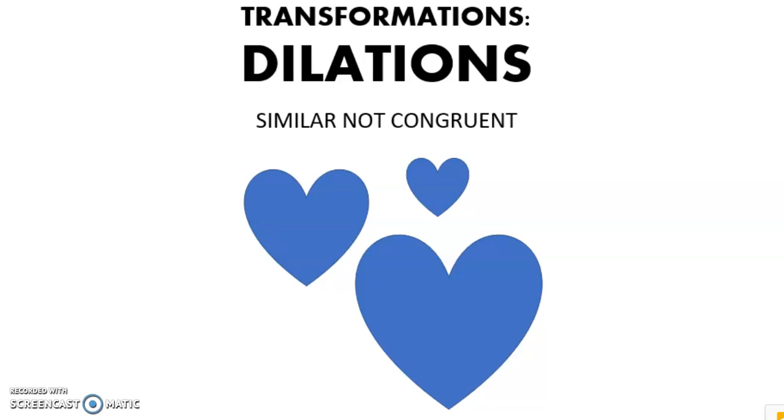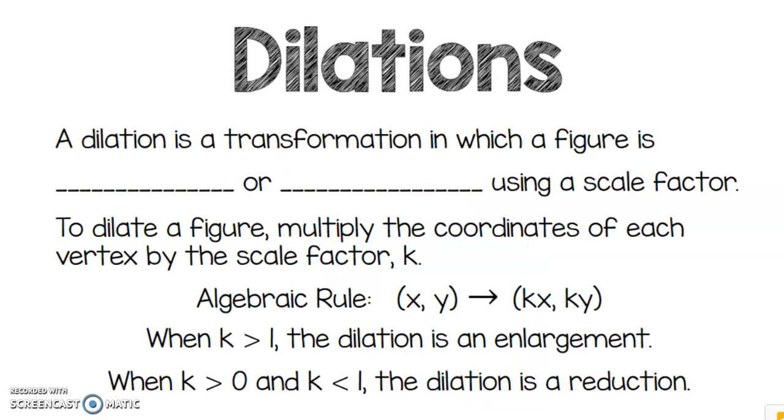Hey, what's up? We're talking about dilations today, a very specific type of transformation. With dilations, it keeps similarity, but it does not maintain congruence. So dilations are about enlarging or reducing our shapes. Let's take a look at what that means.